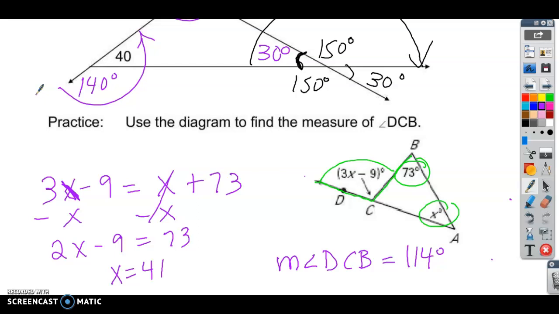Now, once we get the value of x is 41, we have to read the problem again and make sure. Sometimes we're done. In this case, we're not. They're asking us to find the measure of angle DCB. There are a couple different ways to do that. You don't have to do it the way I did.